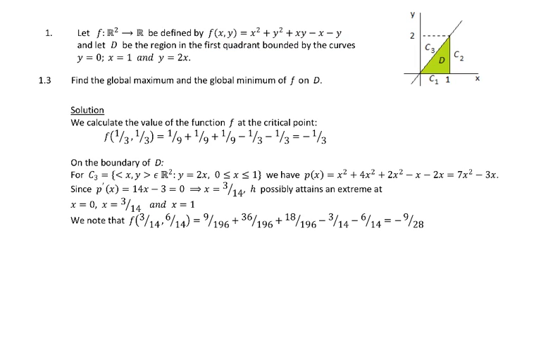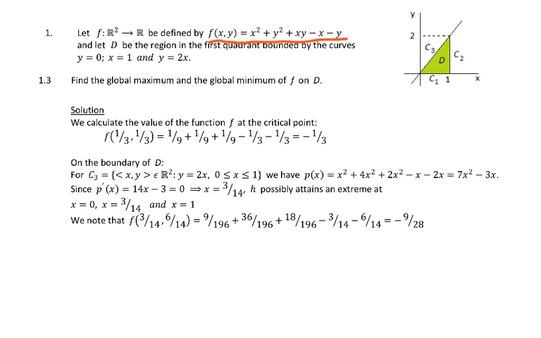Finally, we need to evaluate what happens on C3. On C3, again, x lies between 0 and 1, but y is equal to 2x. If you substitute y equals 2x in the formula for f, you get a function of x, namely p at x, equals 7x squared minus 3x after some simplification.